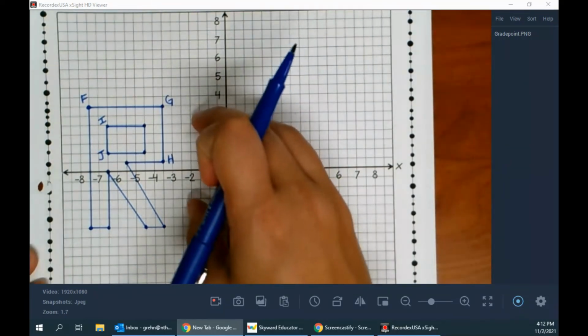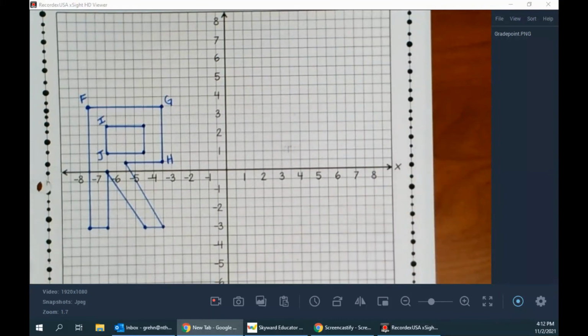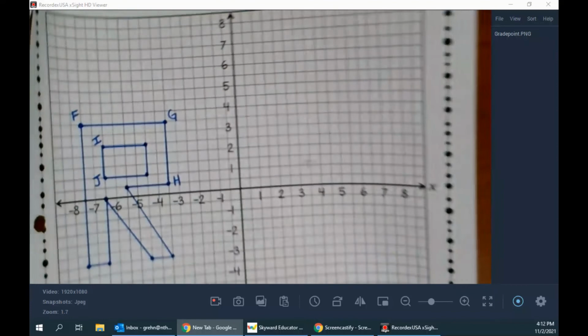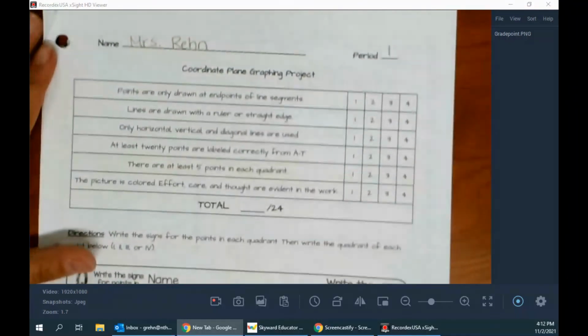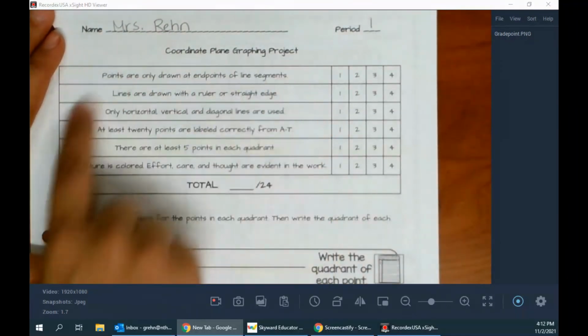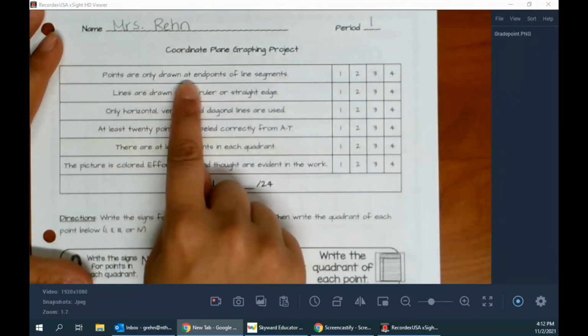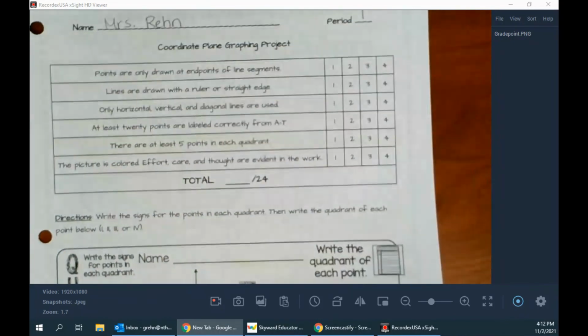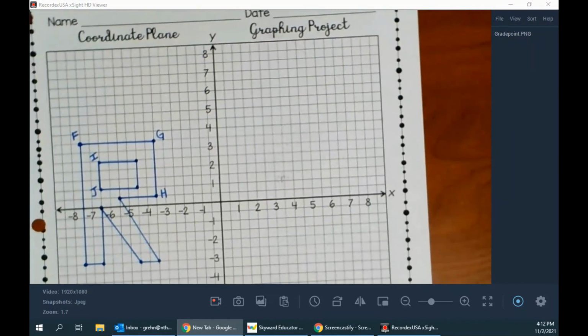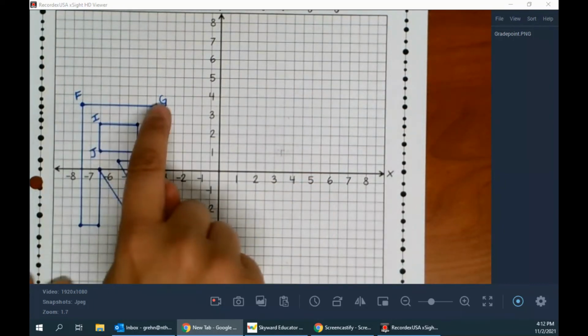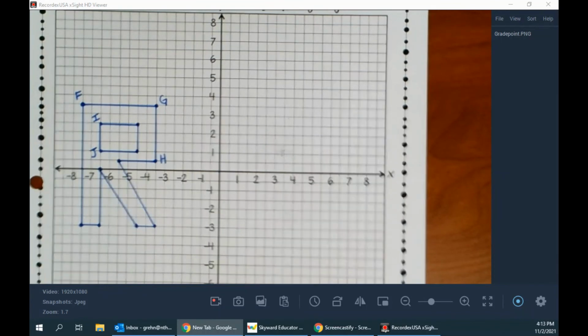Okay, so I of course need to continue and finish my picture here. This is just the beginning, but that's the main idea of what you're doing for this project. As you're working and as you get started, it might be a good idea to reread your directions and also to go back to the rubric to see what you're going to be graded on. So if you look here, the first thing says points are only drawn at endpoints of line segments. You'll notice when I drew my R, I didn't add additional points on the same line. I only put a point on the 2 endpoints for that line.